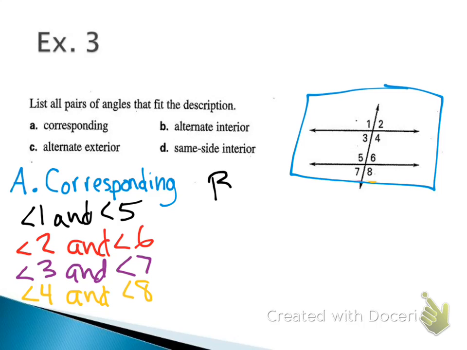All right, next, B, we want alternate interiors. Can anyone give me a pair of alternate interior angles? 3 and 5 are same side interior. 3 and 7 are corresponding. 3 and 6, yes, they're on different sides of the transversal inside the 2 lines. So angle 3 and angle 6 are alternate interiors. There's one more set of alternate interiors. Anyone see it? 4 and 5. 4 and 5, good.